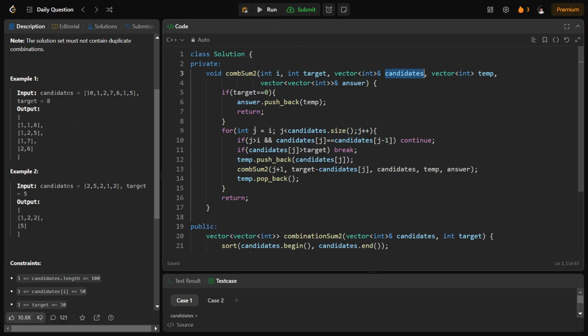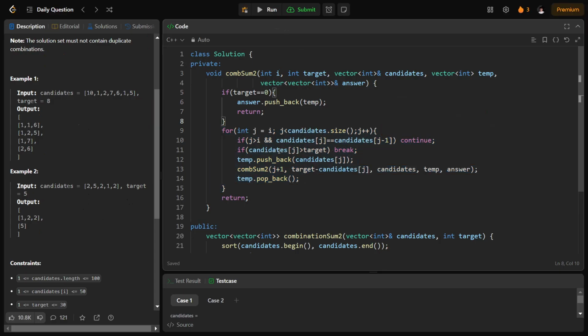If you look, if j is equal to i and i is candidates.size, because of this condition, we won't ever go into this for loop. So if i crosses candidates.size - 1, we would directly return. This is another base case that I have not explicitly written, but it is basically understood because this for loop won't ever be executed.